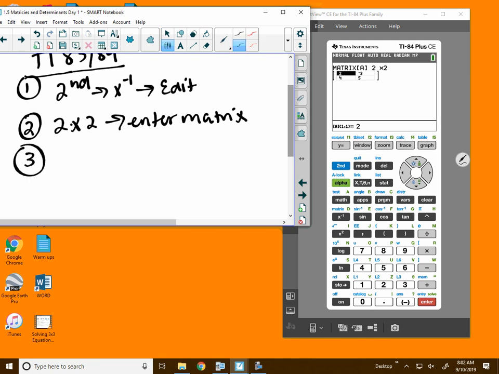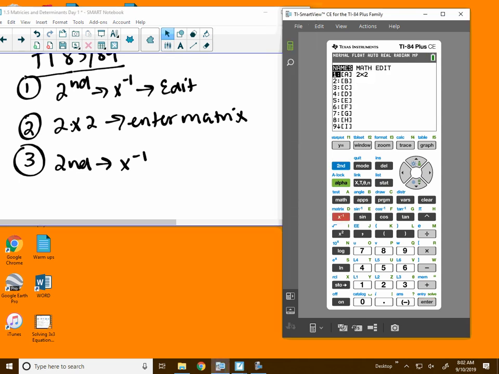Okay, so now we have the matrix entered, and now we want to find the determinant of that matrix. So again, we're going to press second and then the X inverse key. This time you're going to go to math. So go over just one slide. Do you see what you think would be the determinant? Number 1, DET. So you're going to press enter.